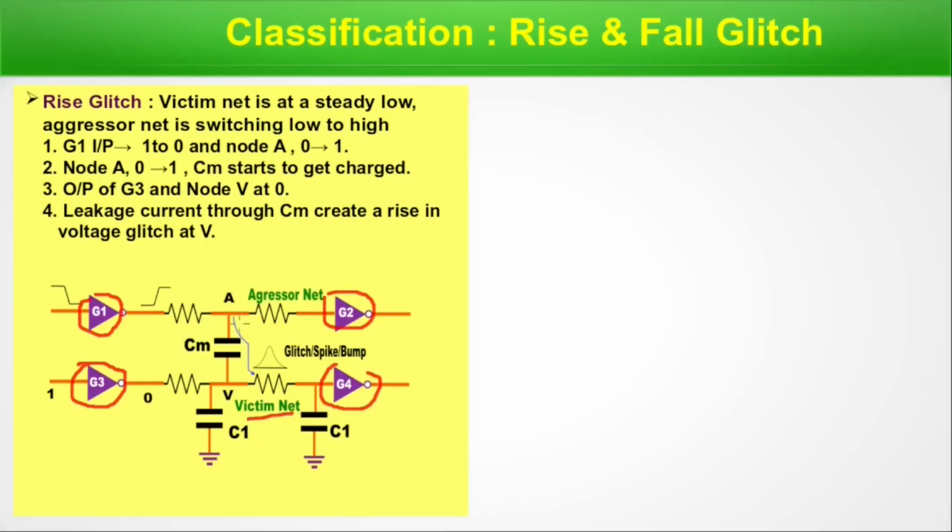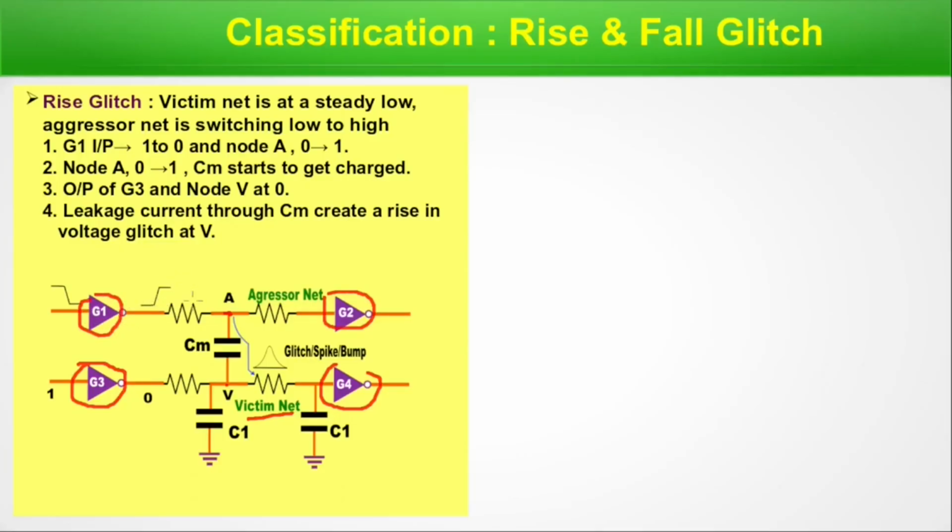Now this is the coupling capacitance between these two nodes, and this is the aggressor node basically, and this is the victim node. And C1, these are capacitances by which this net is grounded. Victim net is at a steady low. Now this is the condition. Its logic state is not changing. Aggressor net is switching low to high. So output here it is low to high. So gate 1 input is 1 to 0, and obviously gate 1 output will change because we can see it's a NOT gate.